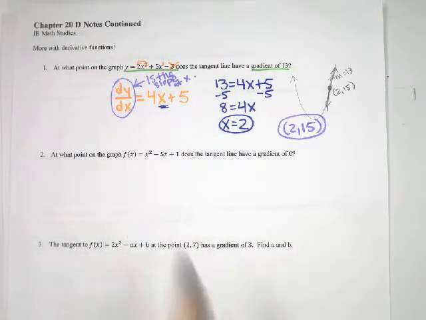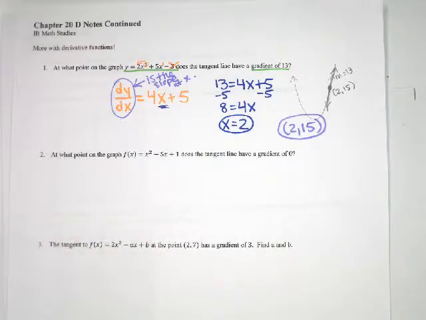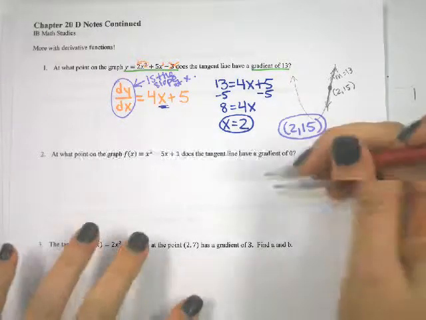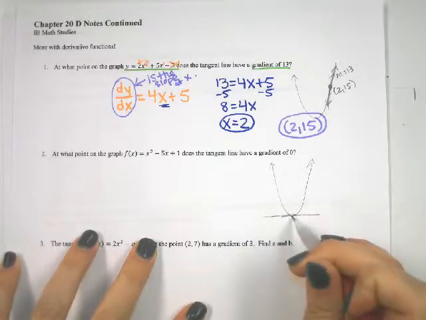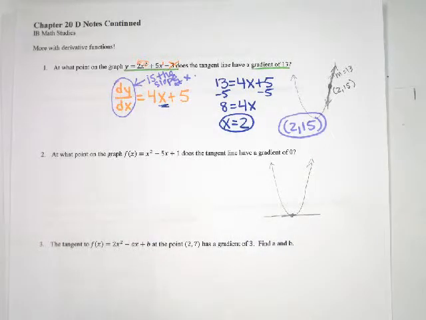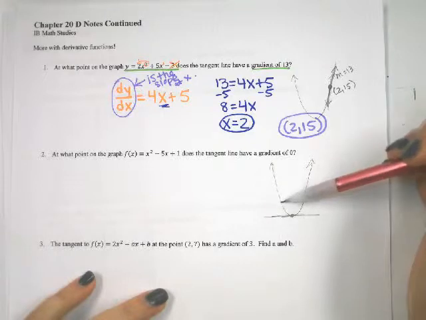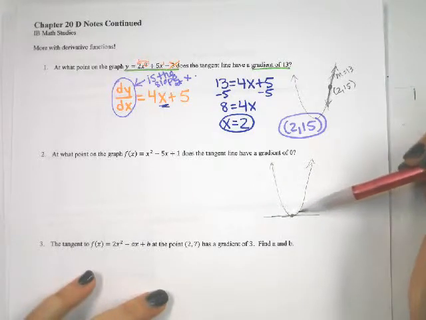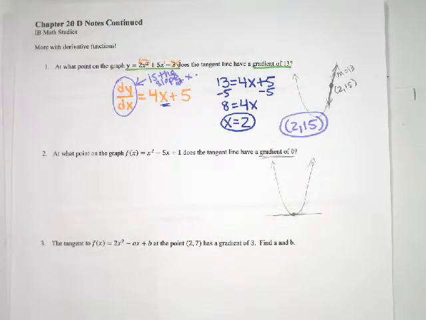Question 2 says, at what point on this graph does the tangent line have a gradient of 0? So a gradient of 0 means 0 slope. We have just a perfectly horizontal line. It has no slope. So with a parabola, the point that has no slope is that turnaround point. That point right here where it's neither decreasing or increasing. It's like it stalls out for just a second. For just a second, we don't know what it's doing, and then it turns around and it goes back up. This point is where our slope, our gradient of our tangent line is 0. So we need to figure that out.